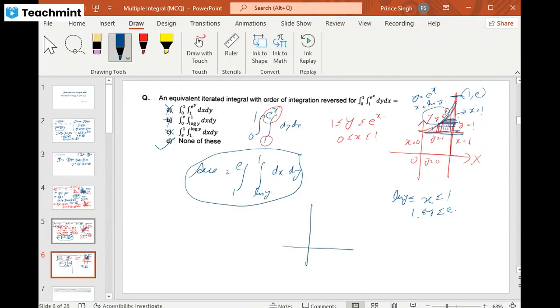Okay, let me tell you again. So the curve is like this. This is the line y equal to 1. This is the line x equal to 1.